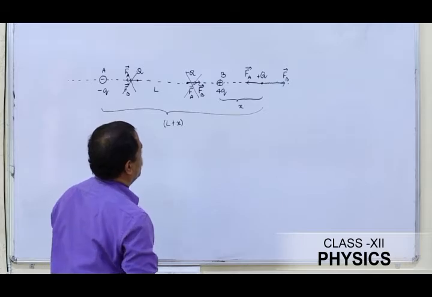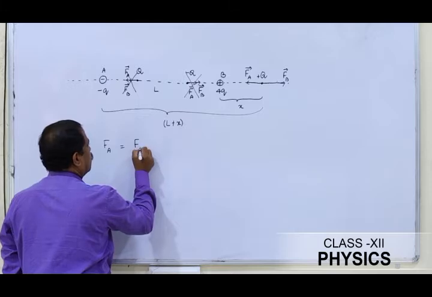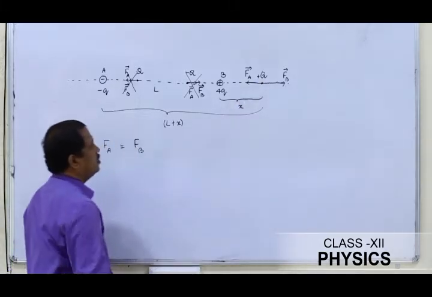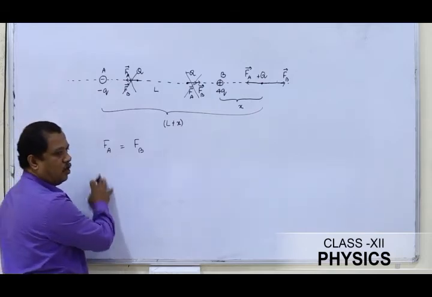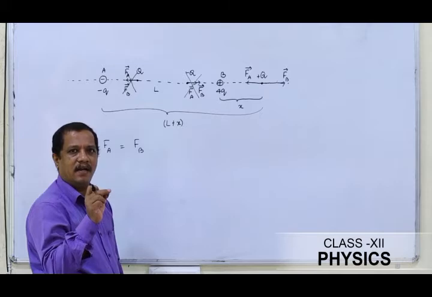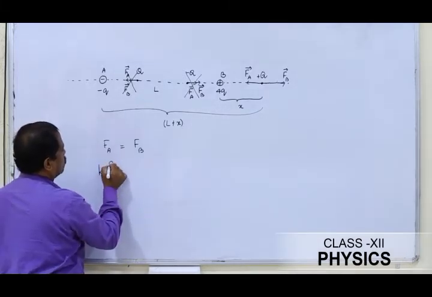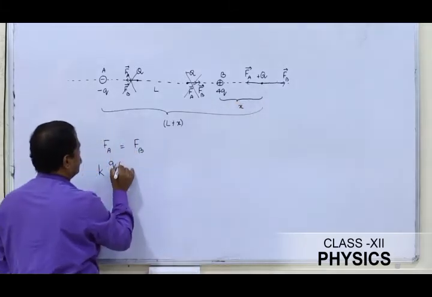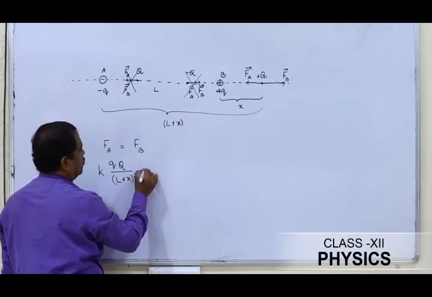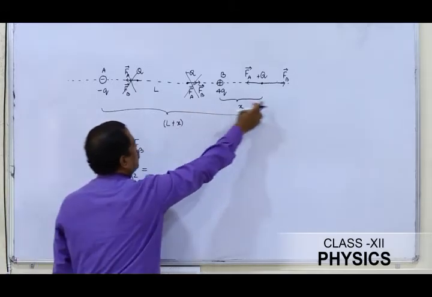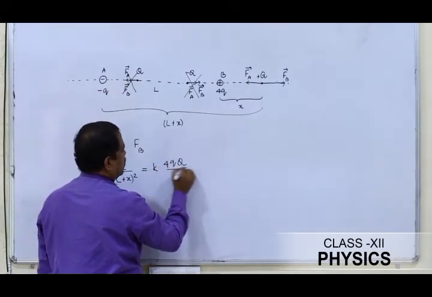We need to check the magnitude. Fa must be equal to Fb for the charge plus q to be in equilibrium on the right of B. In that case, Fa is equal to 1 by 4 pi epsilon naught, or simply small k, into the product of the two charges, small q into capital Q, divided by the distance squared, L plus x whole squared, which must equal the magnitude of Fb. That is small k into 4q into capital Q divided by x squared.